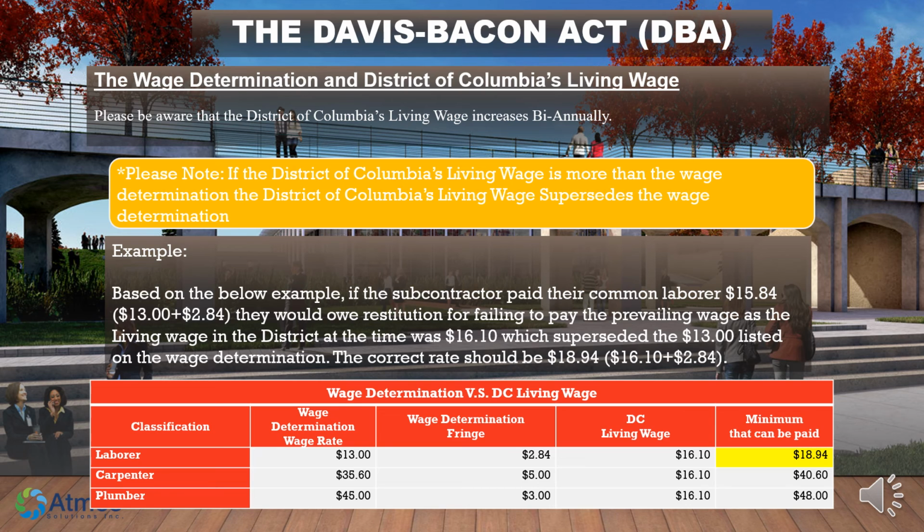So if a subcontractor were to pay their common laborer a total of $15.84, with a base rate of $13 and fringes of $2.84, they would owe restitution because at the time the DC living wage was $16.10. The $16.10, the DC living wage rate, supersedes the $13 that is listed on the project wage determination. The correct rate owed to common laborers would be $18.94.